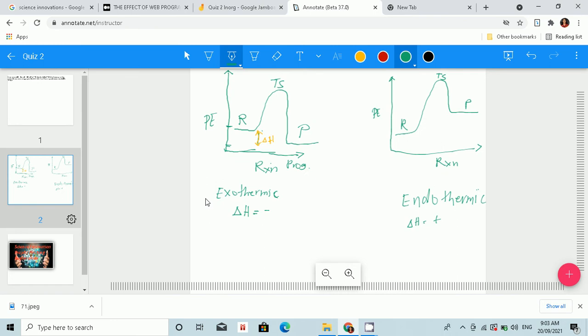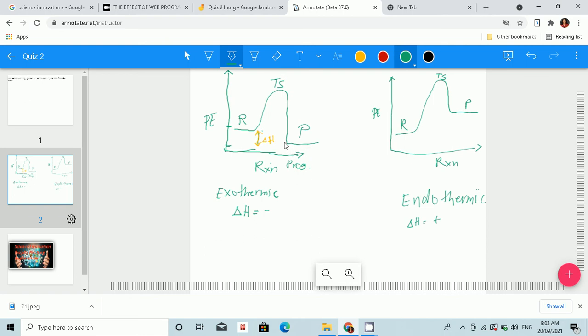Suppose we have a plot of potential energy versus the reaction progress. In the y-axis we have the potential energy, and in the x-axis we have the reaction coordinate. Here we have the R, the reactant, and then the transition state, and then the product.